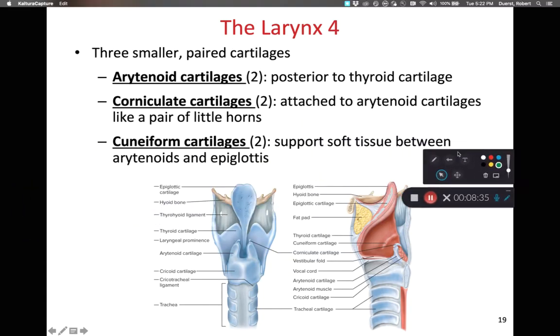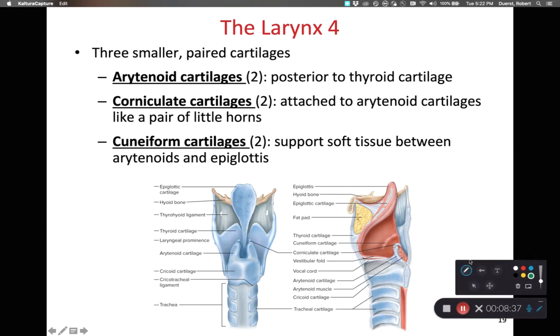On this slide, though, we're going to move into the smaller cartilages. We have 2 arytenoid cartilages, 2 corniculates, and 2 cuneiform cartilages. So as we look at these cartilages, we have the arytenoid cartilages located right here. And then we're going to have the corniculate cartilage as what I refer to as little vampire teeth on top of the arytenoid cartilages.